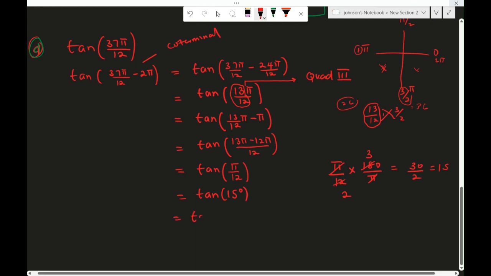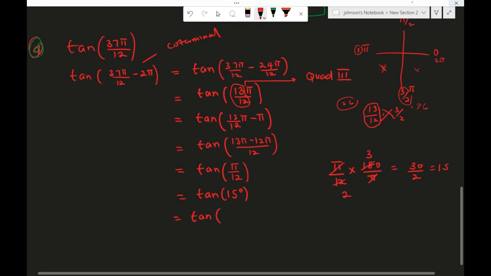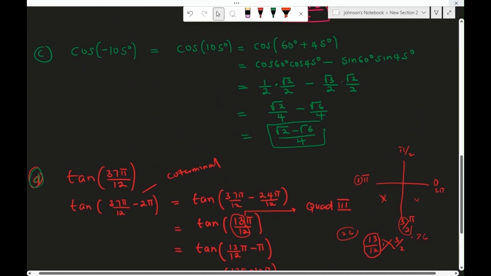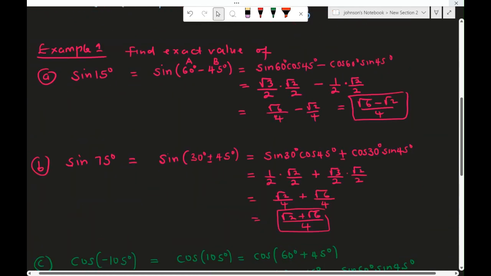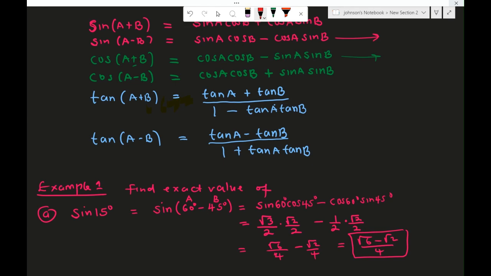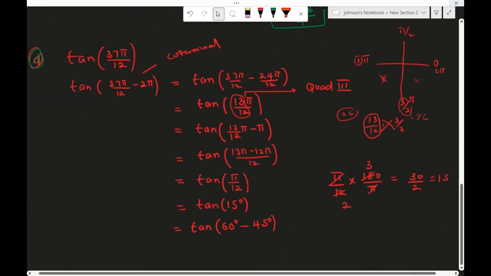Now you have tan of 15 degree. Then you can write this as either the sum or the difference of two famous angles. We can write this as 45 degree minus 30 degree. Okay. So now you can use the difference formula for tan. And now look at the difference formula for tan. You see, you have tan A minus B is going to be tan A minus tan B over 1 plus tan A tan B.